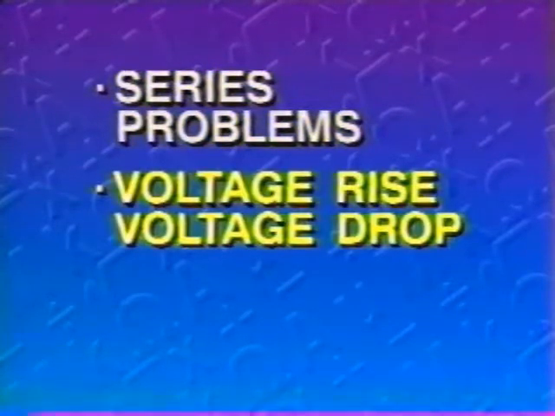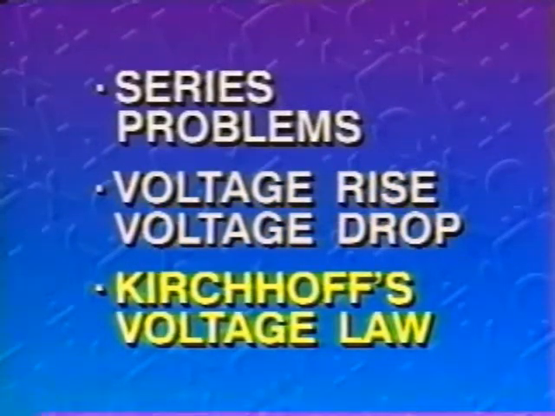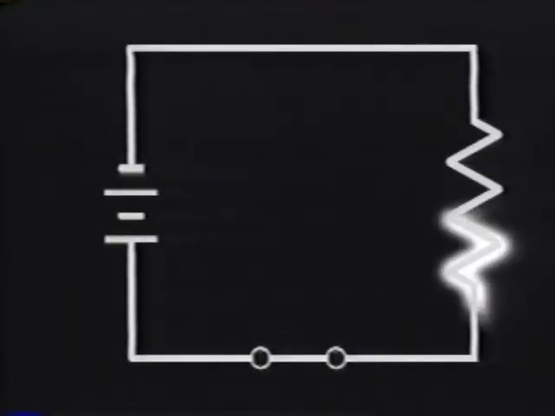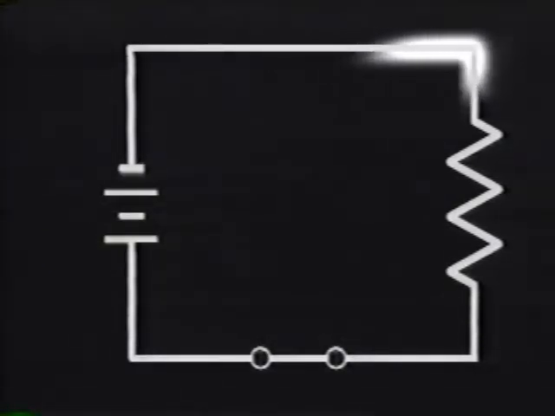In this part, you'll use Ohm's law to solve series circuit problems. You'll see how voltage rise and voltage drop compare. You'll be shown how Kirchhoff's voltage law works. Let's get started. A series circuit is an arrangement of components that requires the current to flow through each component, one after another.